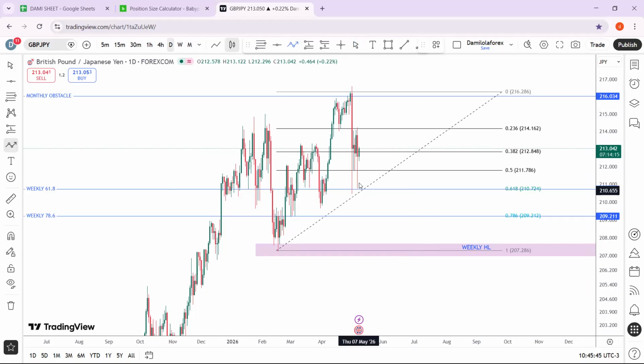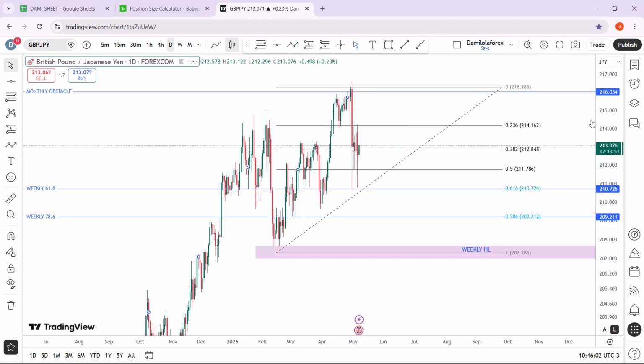a probability that this weekly 61.8 is only acting as a retracement. That is, after any change of character, it will dump price to the weekly 78.6, selling to the weekly 61.8 as TP1, and selling to the weekly 78.6 as TP2. Okay, so these are some of the little secrets that we have. My students know all these secrets, even how to use them correctly.